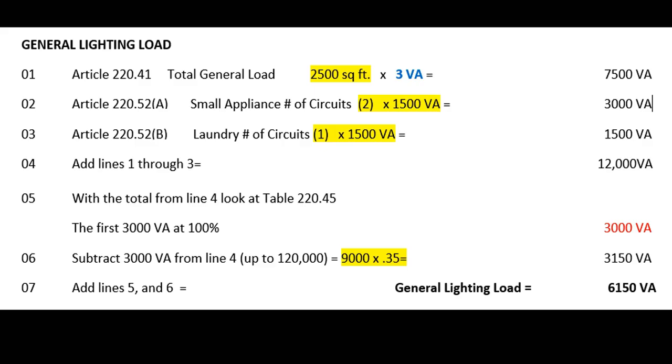Then you take the total from line 4 and look at Table 220.45. You take the first 3,000 at 100%, so we're going to subtract that, which leaves us 9,000. Then beyond that, you calculate it at 35%, and that gives you 3,150. Add the 3,000 back in. Your total general lighting load for this 2,500 square foot house is 6,150 VA.